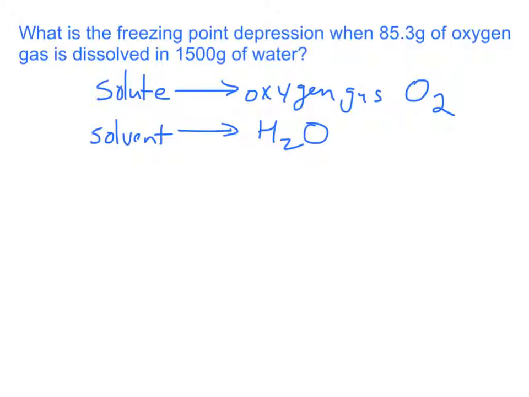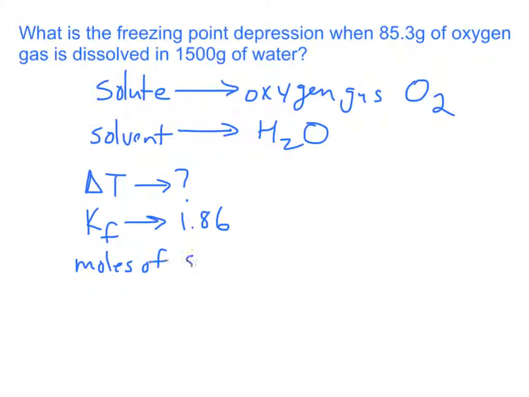Now let's take account of all of the numbers that we actually have. So for the variable delta T, that's going to be our question mark. That's the thing that we're looking for this time. But the next thing was the Kf or Kb. We need the Kf of water. And the Kf of water is negative 1.86. Again, we're going to ditch that negative sign and just write 1.86.